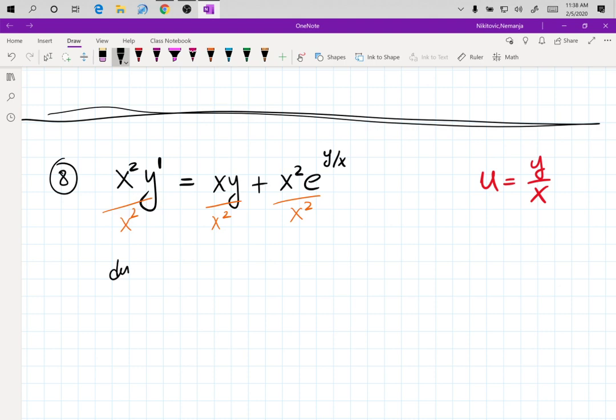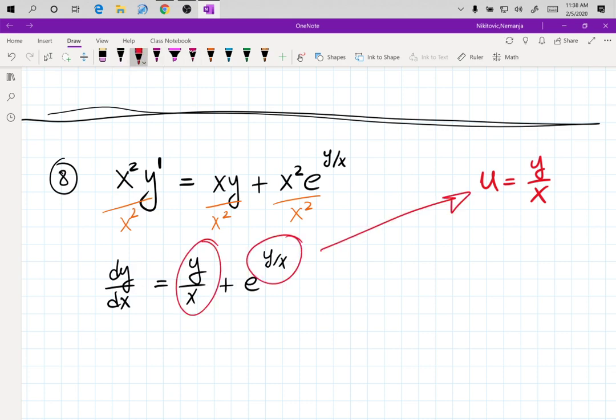Our new equation is dy/dx equals y over x plus e to the y over x. Now it's clear that our substitution should be y over x, because you have this y over x recurring multiple times in the problem. Once you do this initial division or whatever algebraic magic you have to pull off on the first step, the substitution might reveal itself to you. And in this case, here it is, and that's why we pick that.